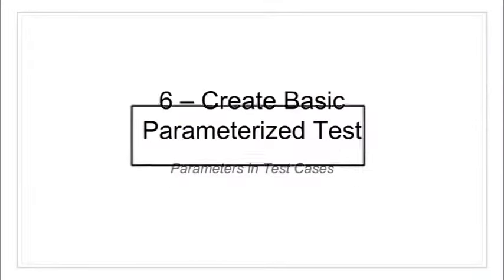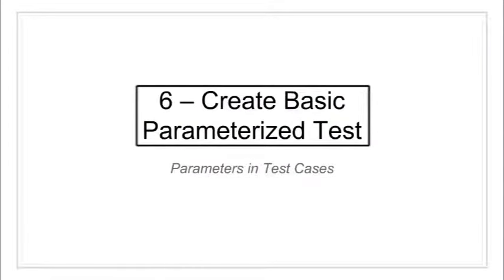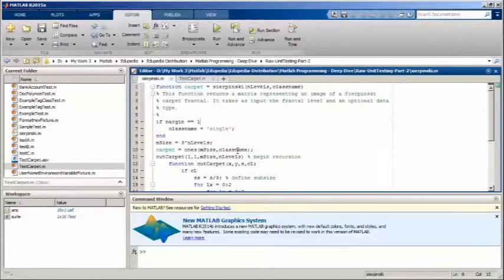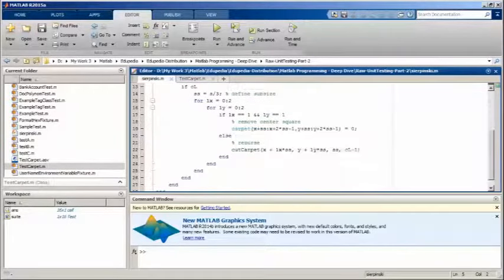In this sixth section, I will talk about how to create a parameterized test. I'm going to give a demo about basic parameterized testing by using a Sierpinski function. So this is my function that I'm going to test. This function returns a matrix that represents an image of a Sierpinski carpet fractal. Basically it takes the fractal level and an optional data type. The function looks something like this.